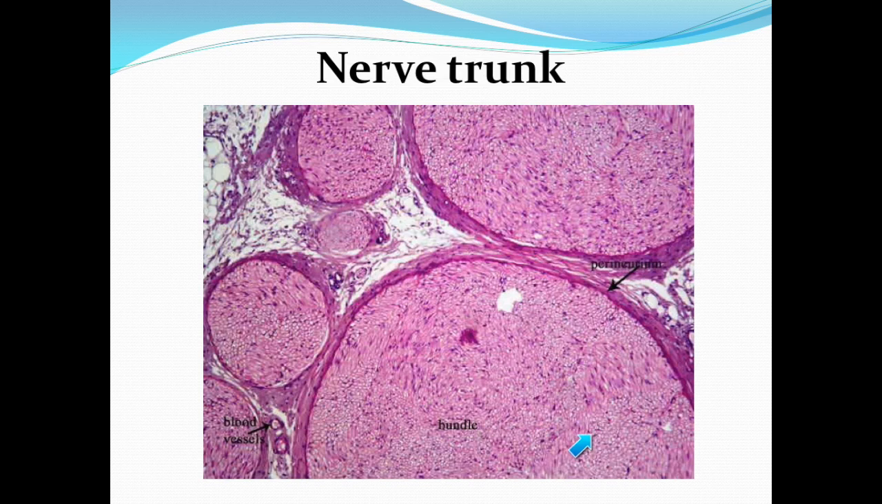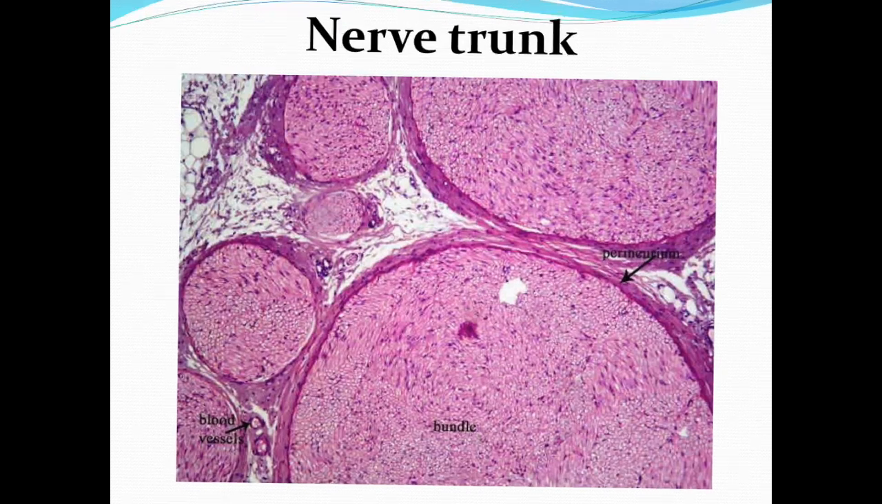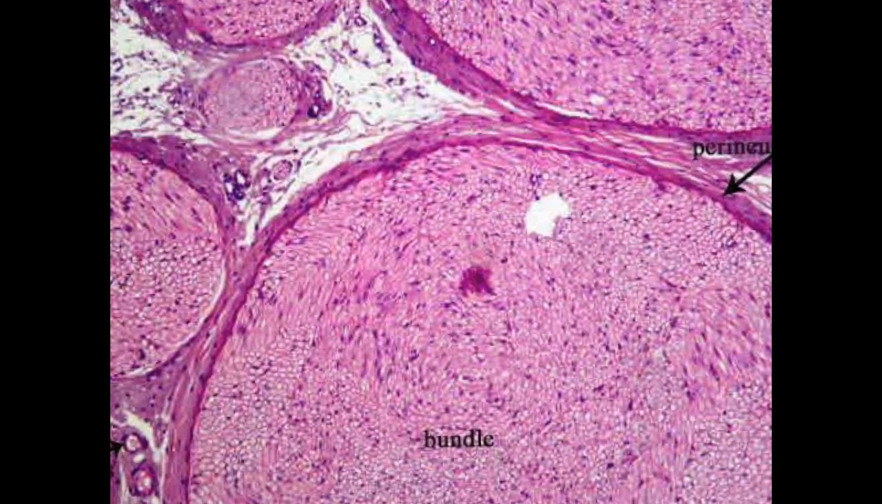The bundle itself, when we magnify it slightly, is formed of the nerve fibers. Large numbers of nerve fibers, separated by endoneurium, but it is not evident in this picture. The nerve fibers here appear as these circles having a white content inside, representing the dissolved myelin sheath, and you can see also nuclei, representing nuclei of the Schwann cells.